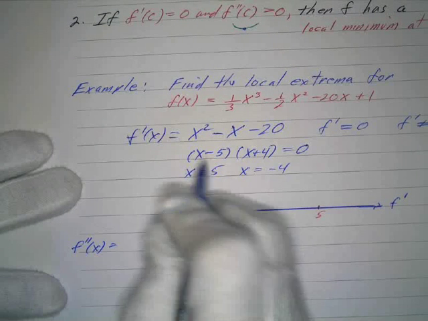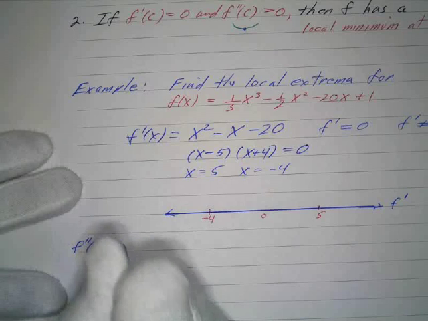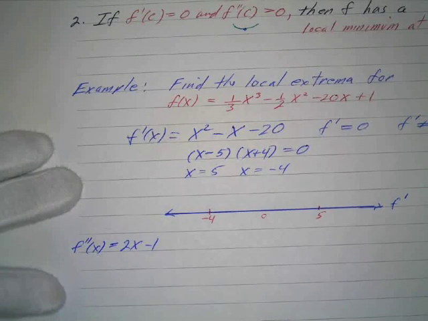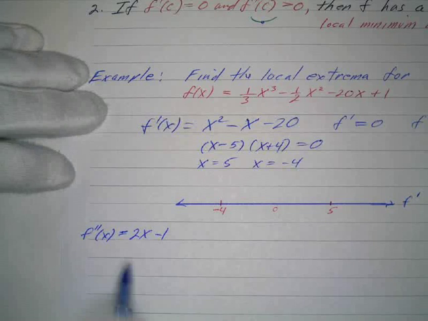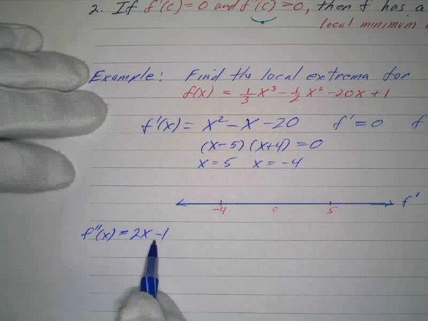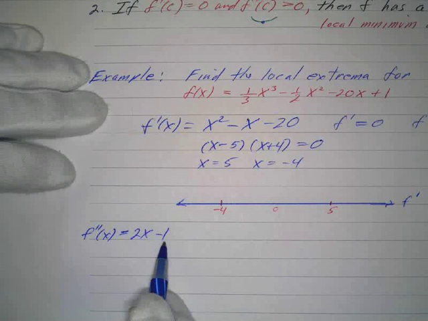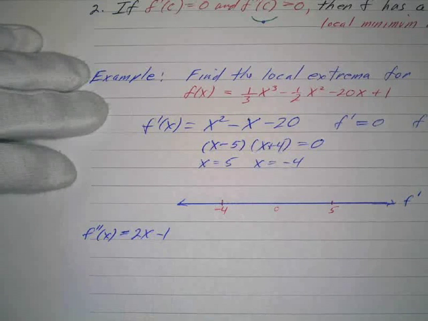Well, that's just going to be 2x minus 1. And again, that's going to be equal to 0. That's our second derivative, so that tells us about our concavity, and where it is equal to 0 is the point of inflection. So let's find the point of inflection.